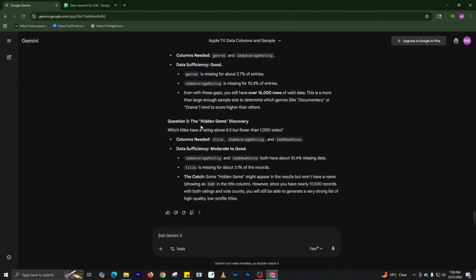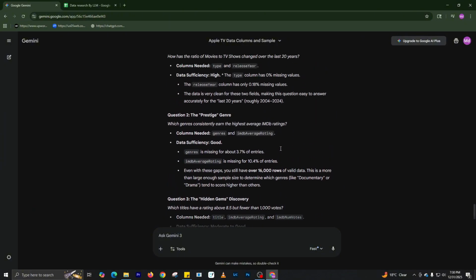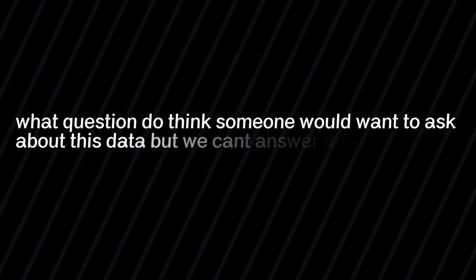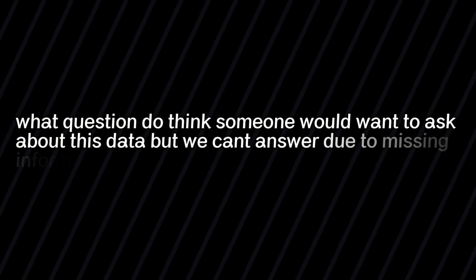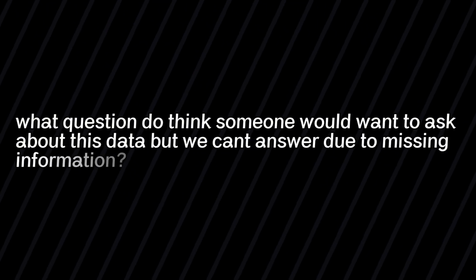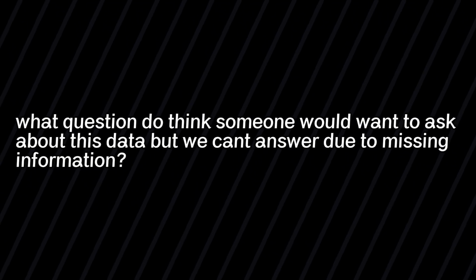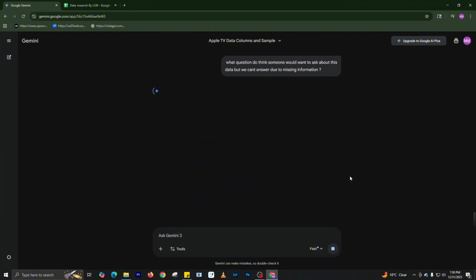Question 3, the hidden gems discovery. Columns needed are titles, IMDb ratings, and IMDb number of votes. Data sufficiency is moderate to good. So here it is good enough and high. Let's see the next prompt, which we are going to ask: what questions do you think someone would want to ask about this data but we can't answer due to missing information? So we just press this prompt. Let's see.